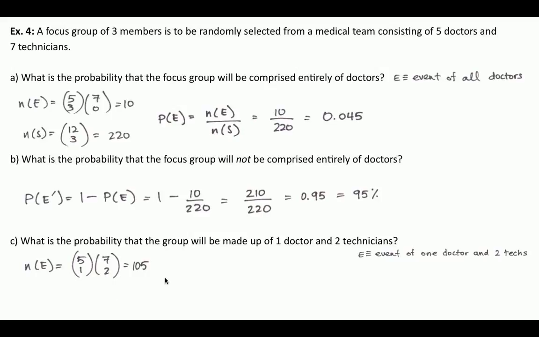And notice the word and. Because of the word and, we're multiplying these together. So 5 choose 1 times 7 choose 2 is 105.